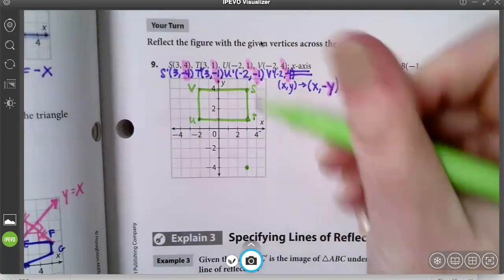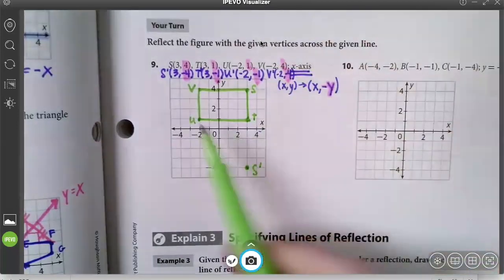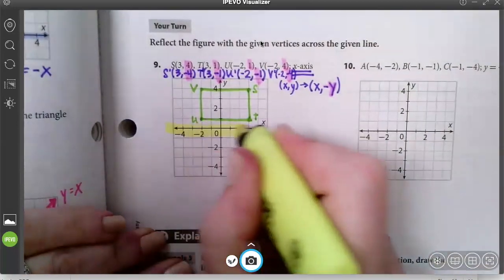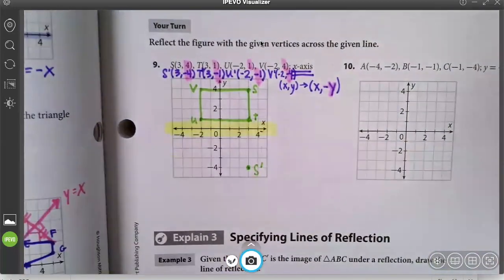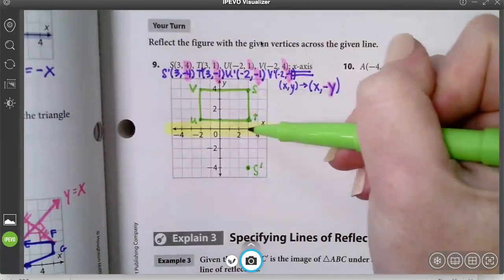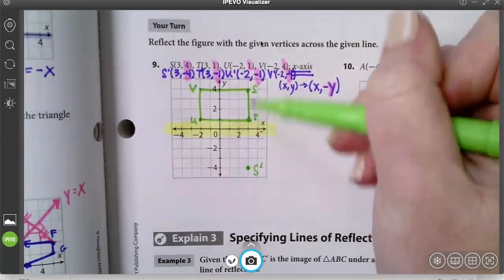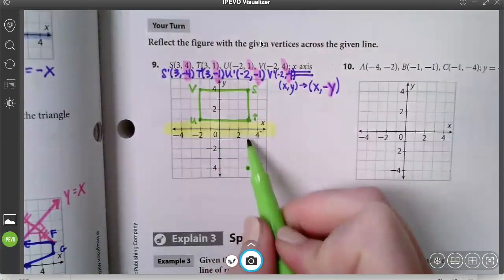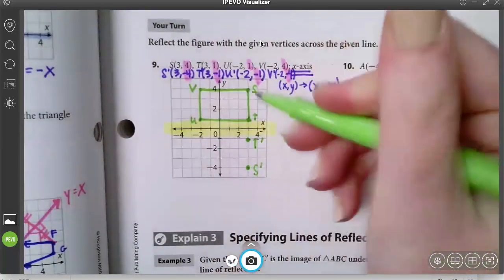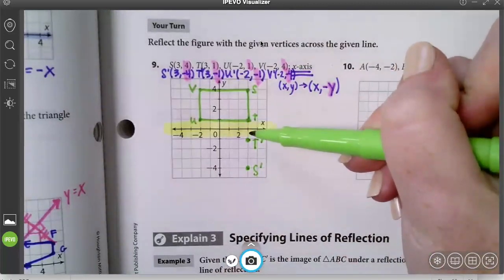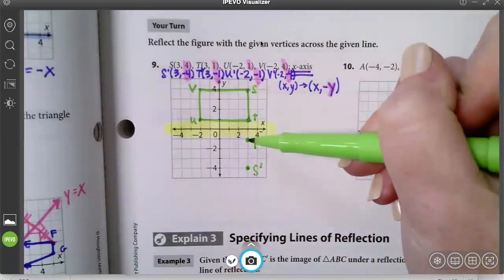Notice how S and S prime are the exact same distance from our line of reflection. Our line of reflection is right here. So if S goes up 4, S prime goes down 4. And that means that this point, which is at 3, 0, is going to be our midpoint between S and S prime. From T to T prime, it's going to be at 3, -1. So here's 3, here's -1. T prime is the same distance from the x-axis that T is, because the x-axis should be a perpendicular bisector between T and T prime.